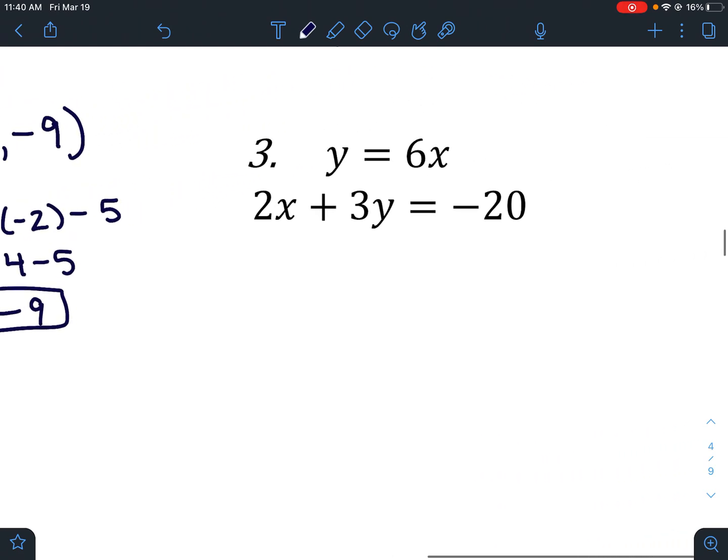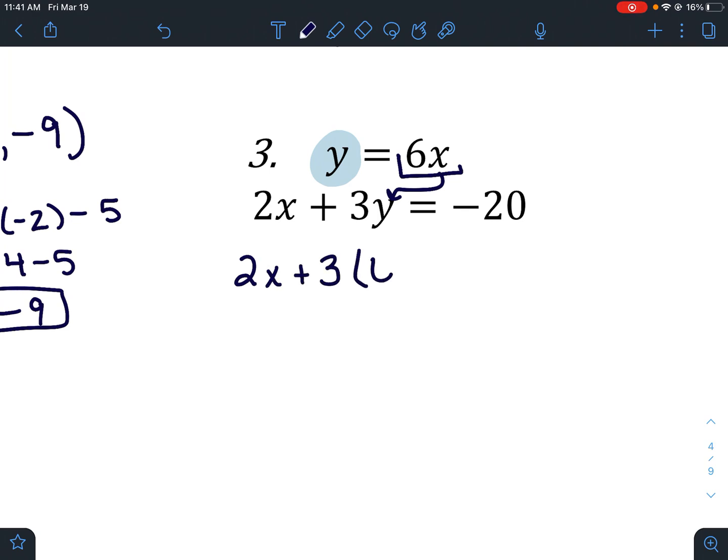Moving on to number 3. Again, 3 is already solved for our variable. So all we have to do is take that and plug it in for our letter. So that gives me 2x plus 3, instead of y, I'm going to put 6x equals negative 20.